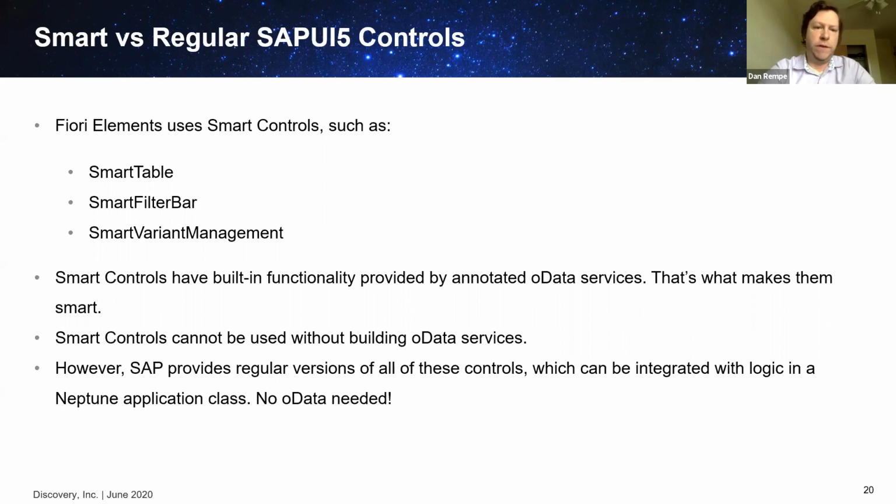So what we did was we fell back on the regular versions of all these things. There's a regular filter bar control, regular variant management controls, and then of course regular table controls that we're all already familiar with if we've done development in Neptune. By falling back onto those, of course, we ended up having to write a lot of code to make them function like the Fiori Elements report does.